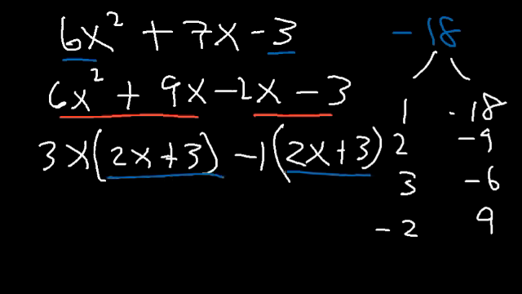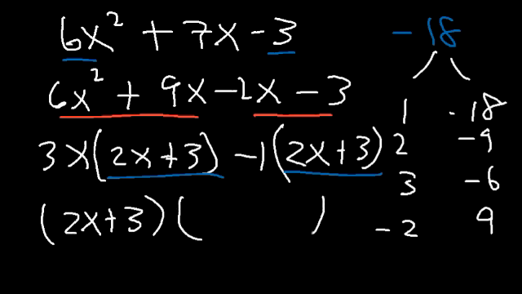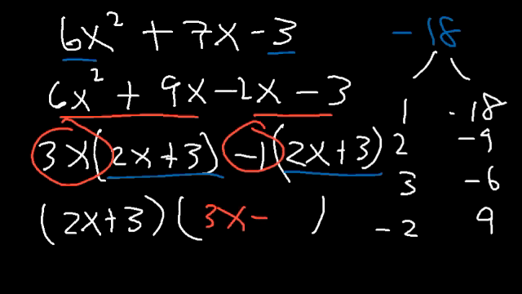So because these two terms are identical, we know we are on the right track. And what goes in the next parentheses is what we see on the outside, the 3x and a negative 1. And so that's how you can factor an expression or a trinomial where the leading coefficient is not 1.